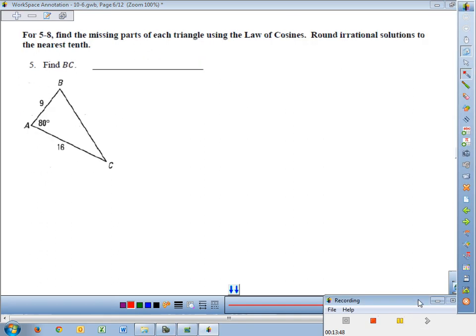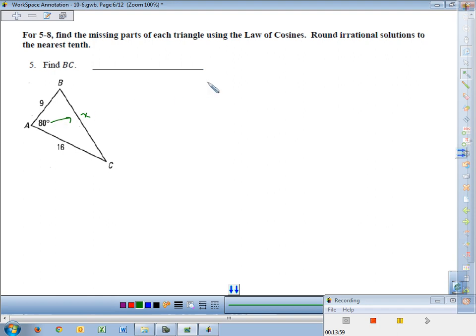Sweet. Find the missing part of each triangle using the law of cosines. Round the irrational solutions to the nearest tenth. So, law of cosines again, because we have more than one side. It's a side angle side situation. We're looking for the distance from B to C. I'll just call it x right here.